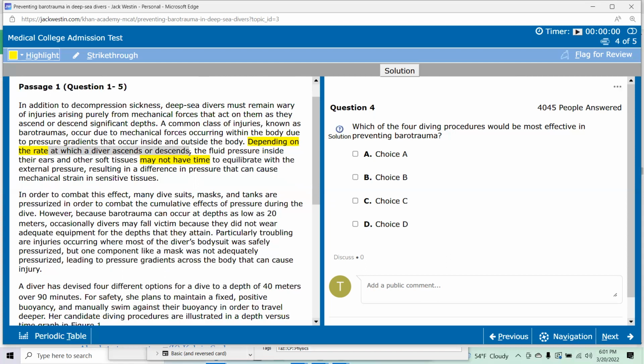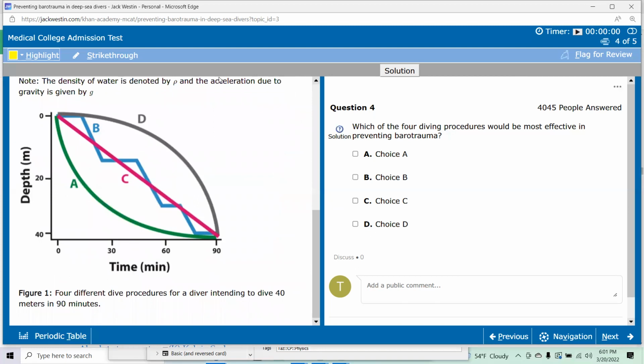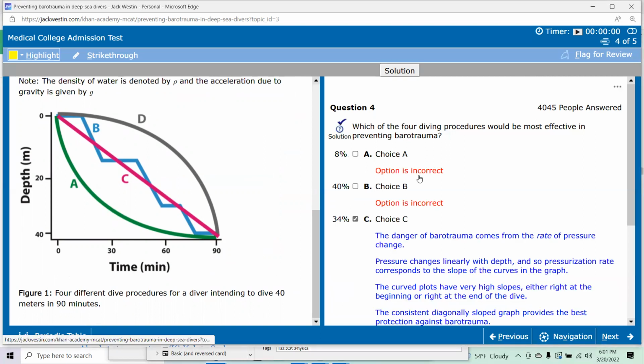Yeah, it's a pressure difference. It's about the rate, right? It's about how fast you go up or how fast you go down, causing your barotrauma. Okay, I completely see why it would be C then. Awesome. So it should be C.